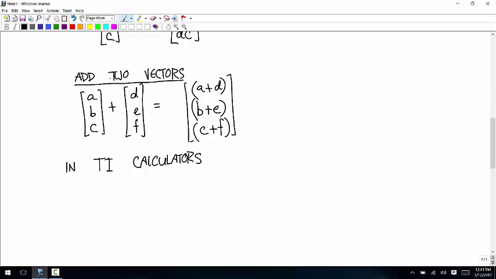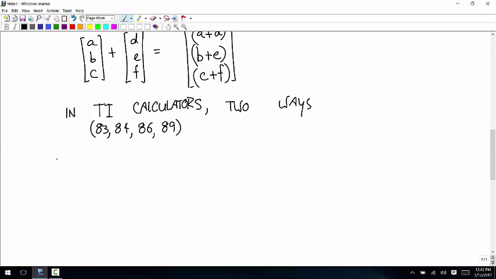In TI calculators, the notation is like this. There are only two ways, and the Inspire I think is different, but this is for TI 83, 84, 86, and 89. And there are two kinds of notations. Some of these models accept either of these two ways. Some only accept one. You just have to try them both out. But here are the two ways.